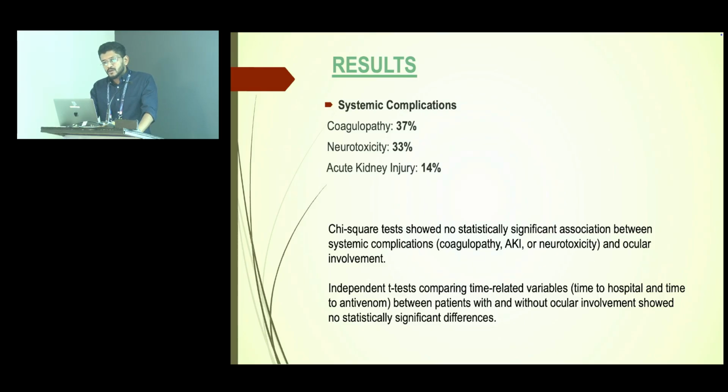Systemic complications were coagulopathy in 37 patients, neurotoxicity in 33 patients, and acute kidney injury in 14 patients. Chi-square test showed no statistically significant association between systemic complications and ocular involvement. Independent t-tests comparing time-related variables like time to hospital and time to anti-venom between patients with and without ocular involvement showed no statistically significant differences.